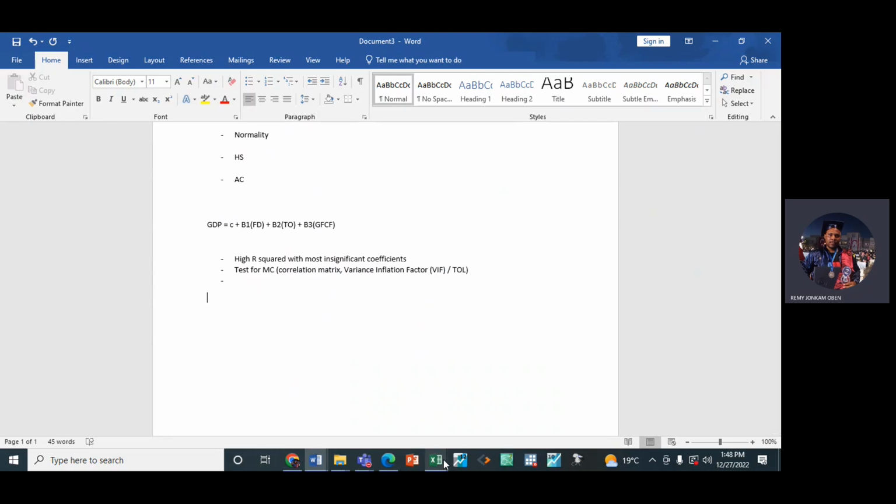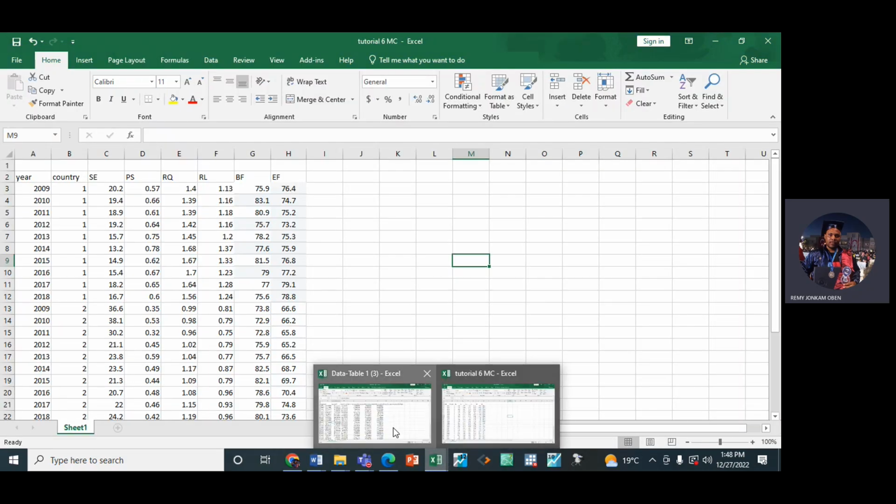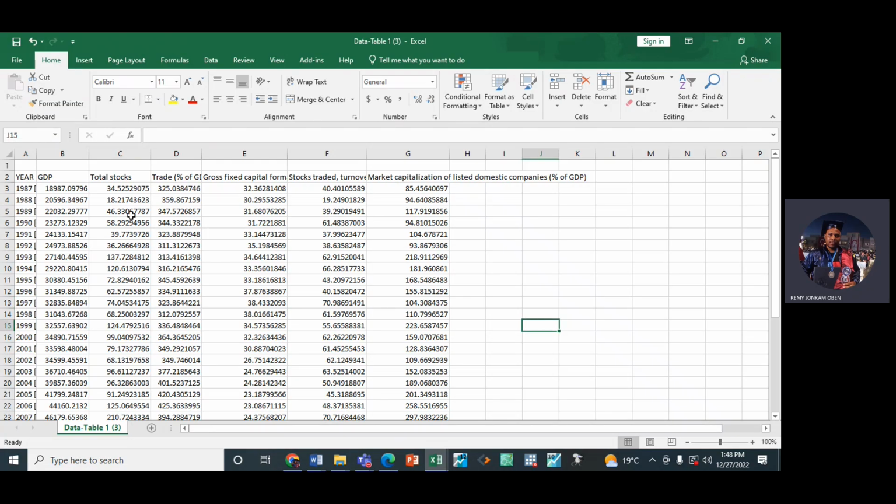Okay. I have data here. I will show you the practical so you should understand better. 1987 to 2019.